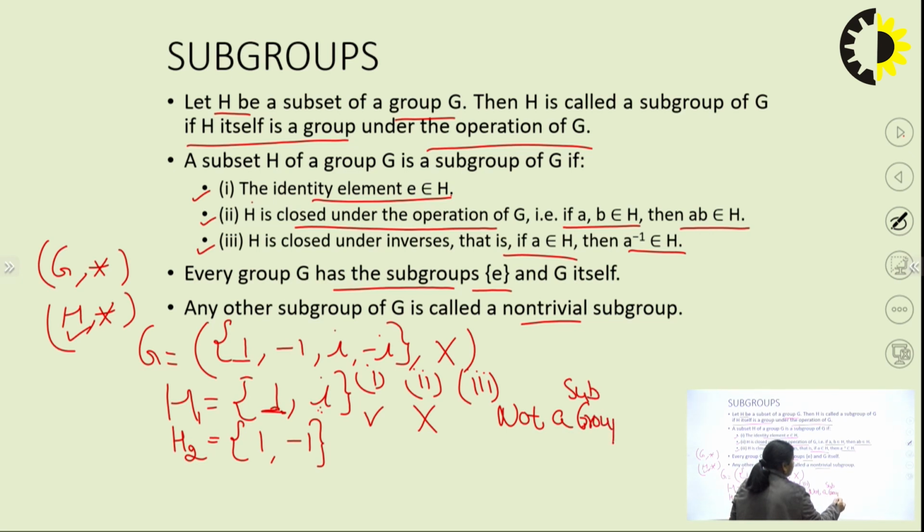Now, the next one, H2. If I consider H2, the first condition is that the identity must be present there. What is the identity? 1. Is 1 present here? Yes. So the first condition is fulfilled.